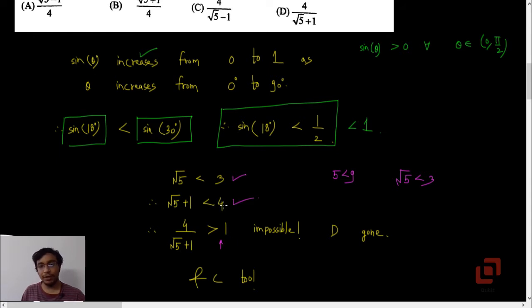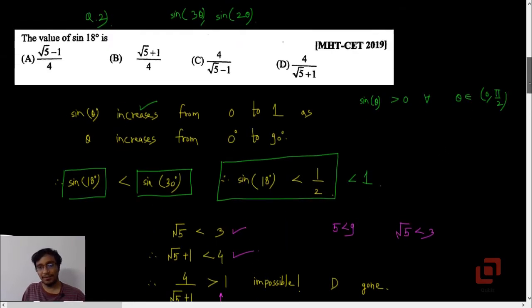If you divide a positive number by another positive number which is smaller than that, then the result must be greater than 1. And what is 4 upon root 5 plus 1? It is option D. But we are finding sine of the angle 18, acute angle. Well, no matter what your angle is, it has to be less than or equal to 1. So D is ruled out because D itself is greater than 1.